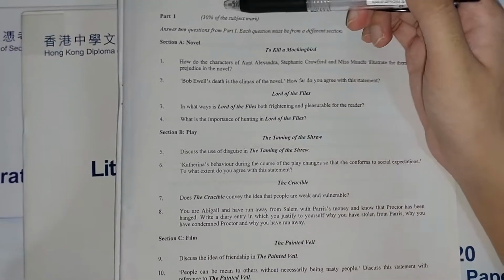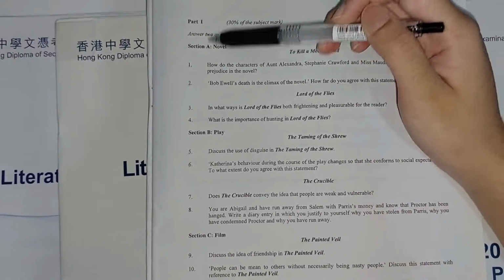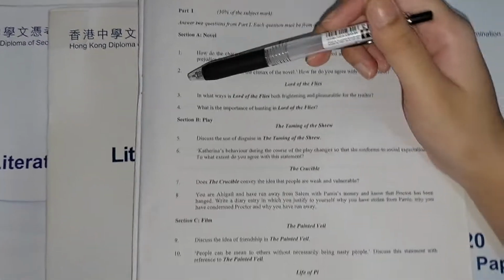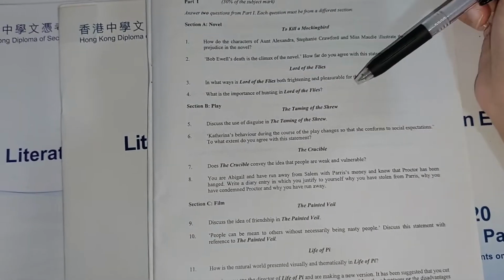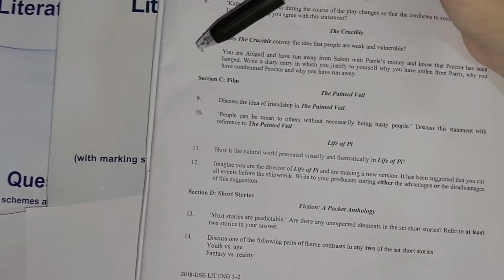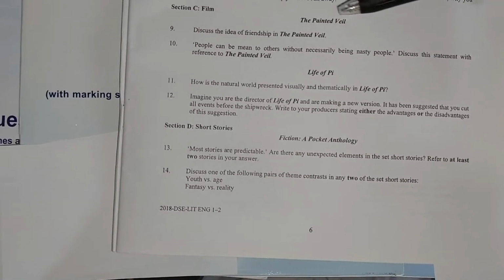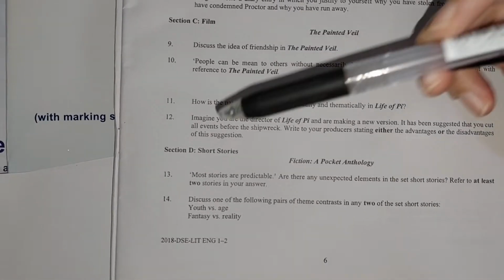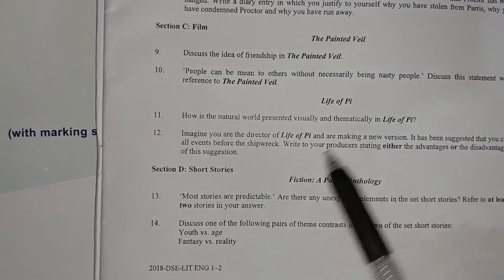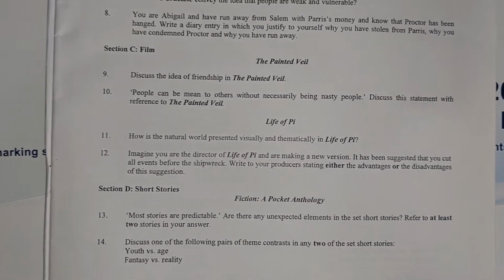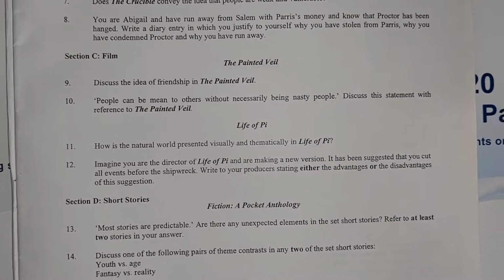So for example, in 2018, the novel options were To Kill a Mockingbird and Lord of the Flies. For the play, the options were The Taming of the Shrew and The Crucible. For section C, which is the film, the 2 options were The Painted Veil and Life of Pi, whereas the short story is generally just a pocket anthology. So it's just a series of different fiction.